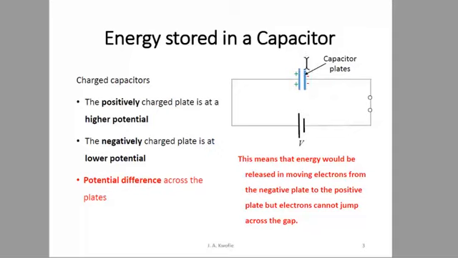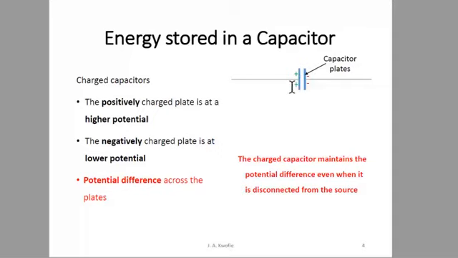The energy being stored by the capacitor came from the battery initially. The battery pulled electrons from this plate and caused this setup or separation of charges in the capacitor. So we say the battery has given its energy to the capacitor. After charging the capacitor, the battery can be removed and the energy will still be stored in the capacitor.